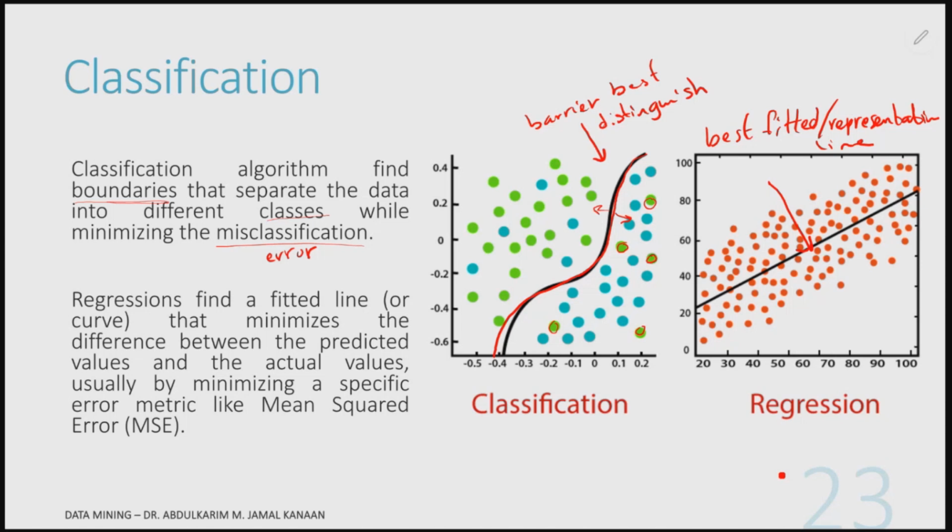While regression can be a best fitted line or curve that minimizes the difference, the error here. This is the error for regression. This is the error. The difference between the actual value and the predicted value, like the house price. Maybe the actual value for, let's say, a certain house is 500K, while the predicted value is 490K. So the error here is 10K. We try to minimize as much as possible.